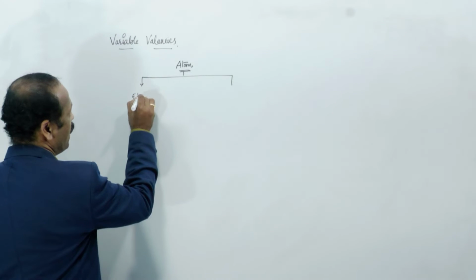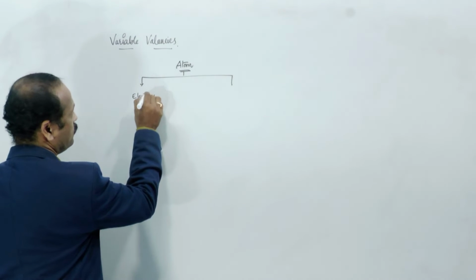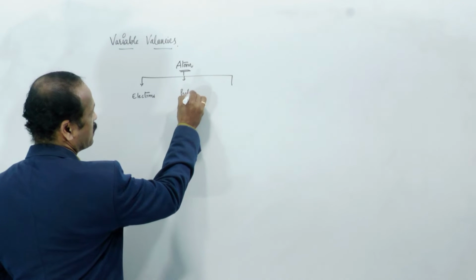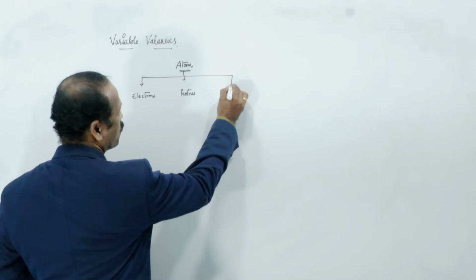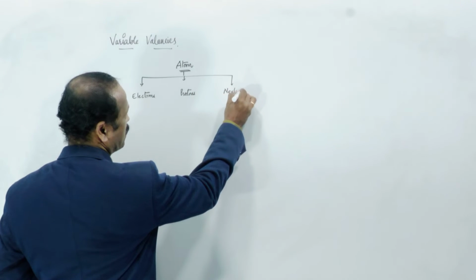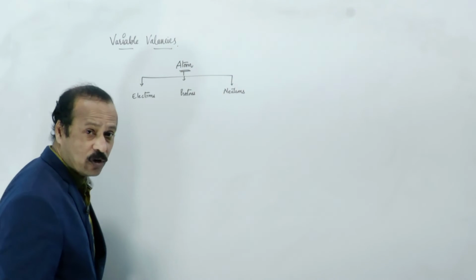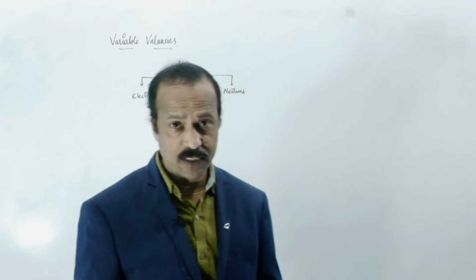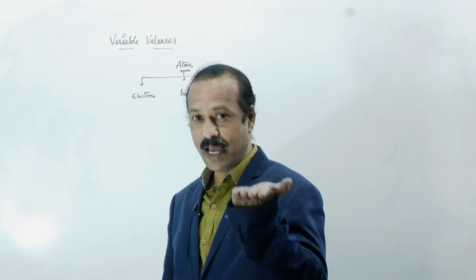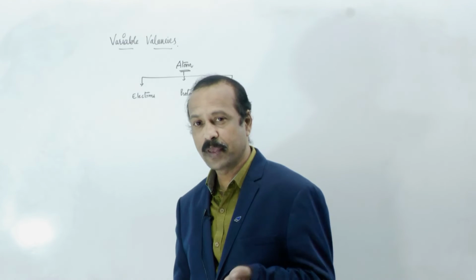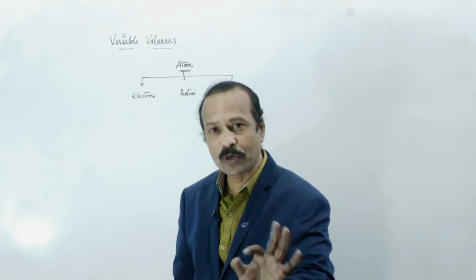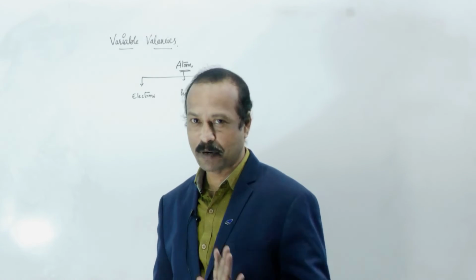First one is called electrons. Second one is called protons. And third one is called neutrons. Repeat with me: the atom consists of 3 fundamental particles. What are they? Electrons. Repeat loudly. Electrons. Good. Protons. Neutrons. So these are the 3 particles.